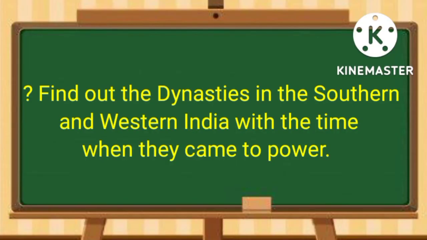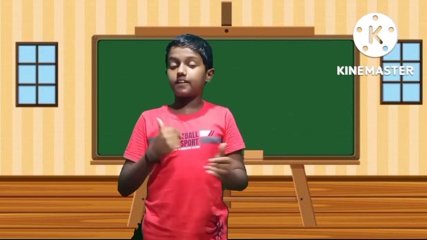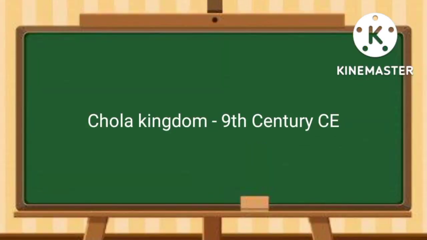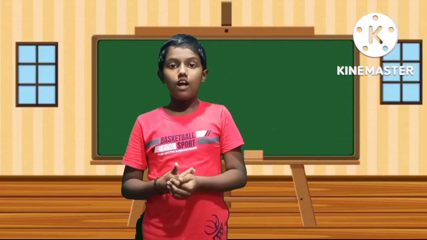And the last assignment is to find out the major dynasties in the southern and western parts of India, and when they rose to power. For example, the Chola kingdom came to power in the 10th century. Like that, you will have to write down all the southern and western kingdoms. So that's for today.